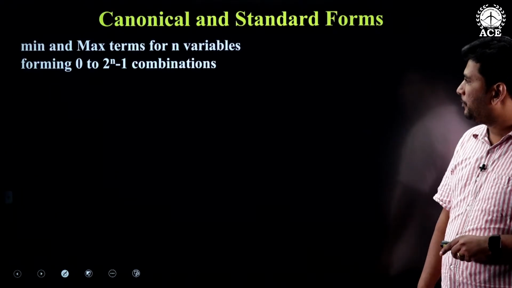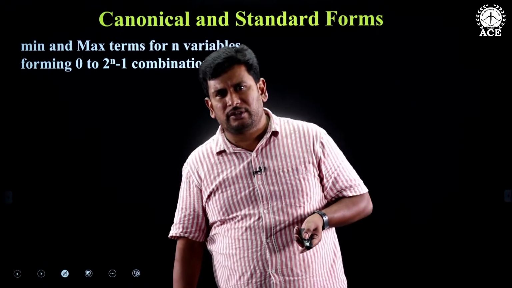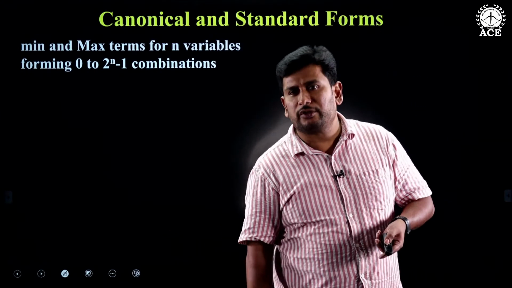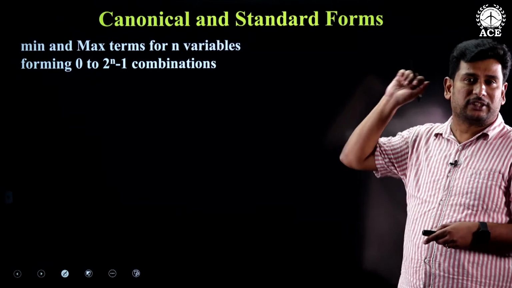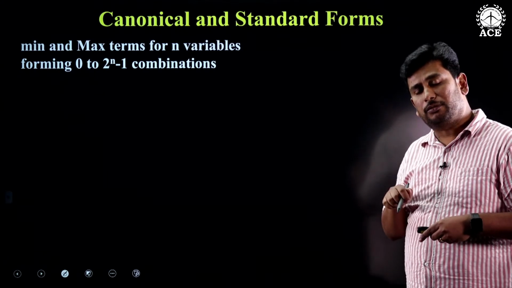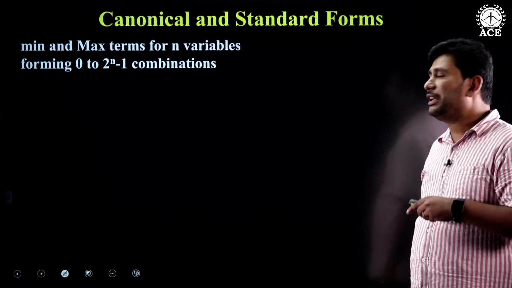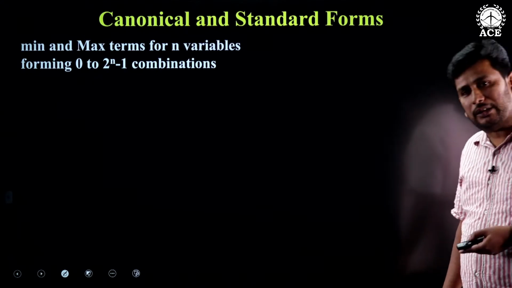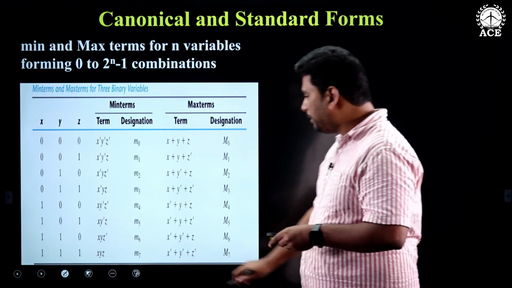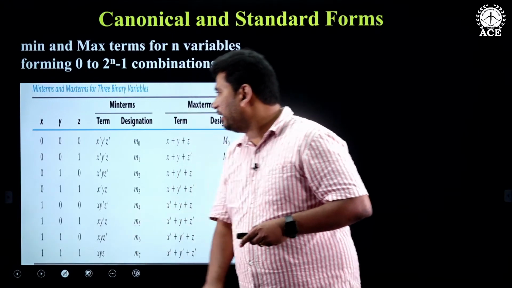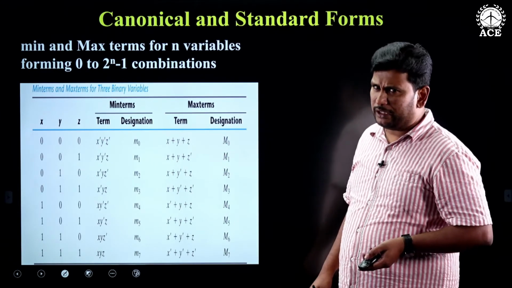As I told you, right now with x, y, z, how many variables did we use? 3 variables. Whenever you are using 3 variables, you are going to get 8 combinations because 2 to the power of 3, and your value starts from 0 and ends with 2 power n minus 1. For 8, 2 to the power of n minus 1 is 2 cube minus 1, which is 7. So you have 0, 0, 0 up to 1, 1, 1, which is 7. Let me take one simple example to understand how to represent the variables in terms of minimum terms and maximum terms.